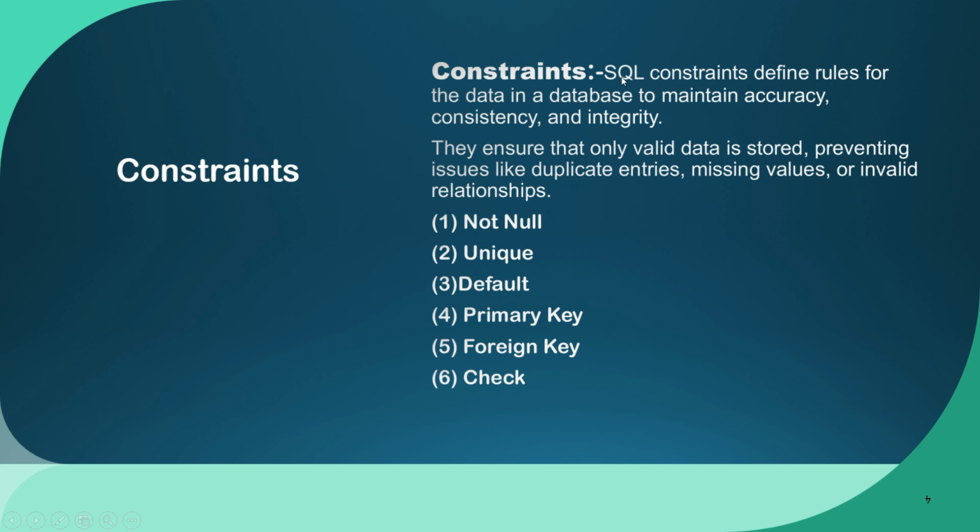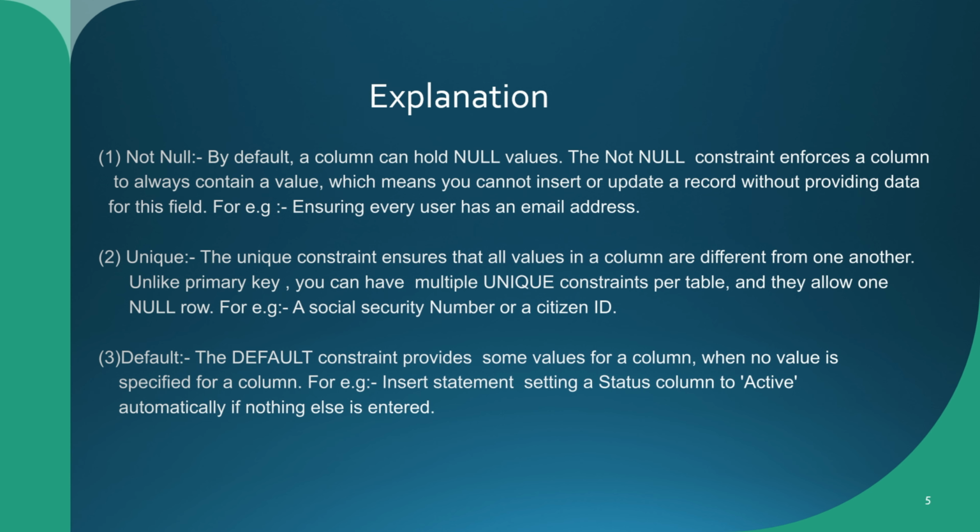So here in SQL, a constraint defines rules for the data in a database to maintain accuracy, consistency, and integrity of data. They ensure that only valid data is stored, preventing issues like duplicate entries, missing values, or invalid relationships. So here we have six types of constraints: not null, unique, default, primary key, foreign key, and check constraint. So here is the explanation about each and every constraint.